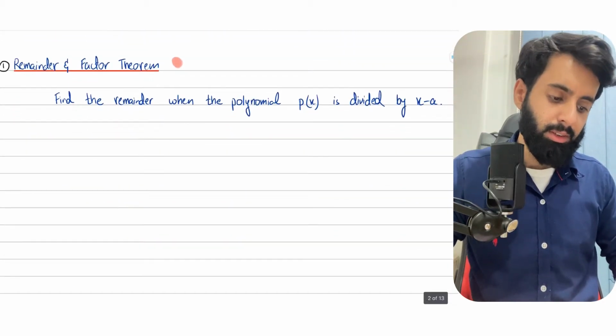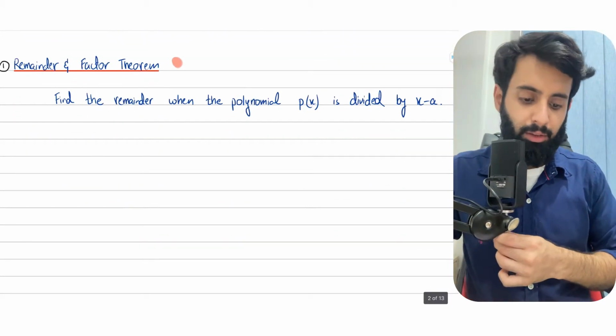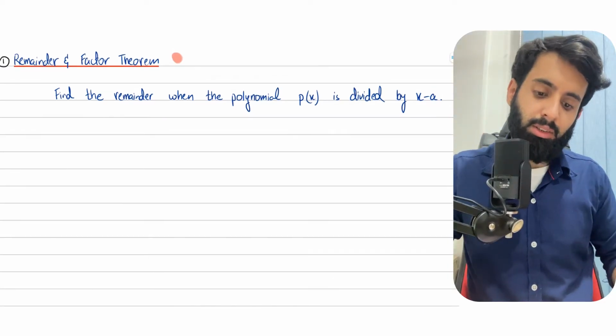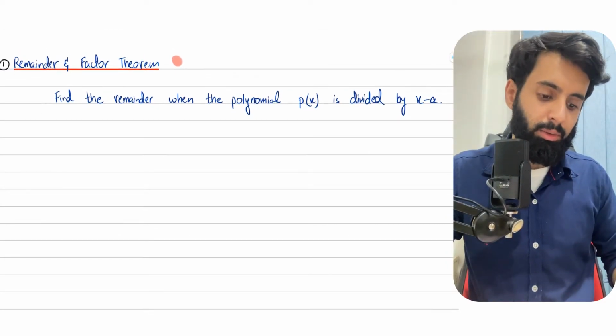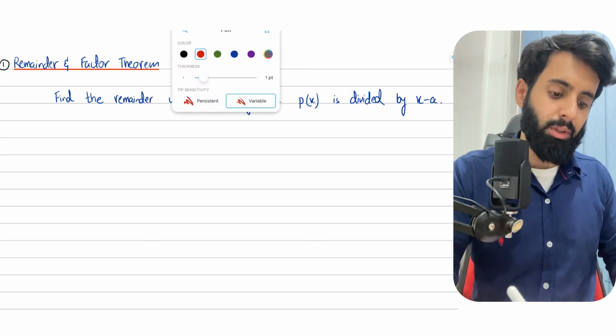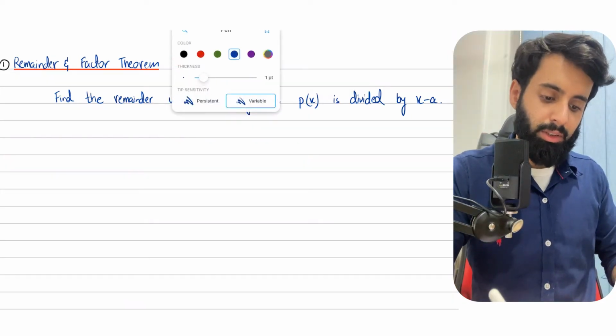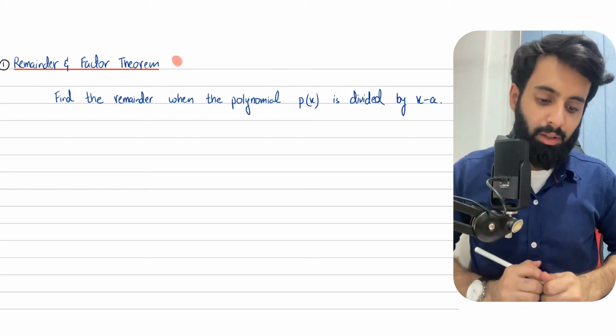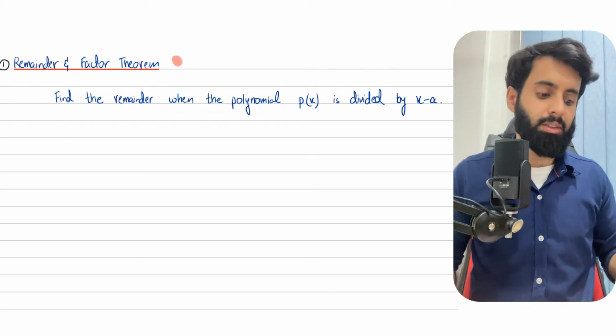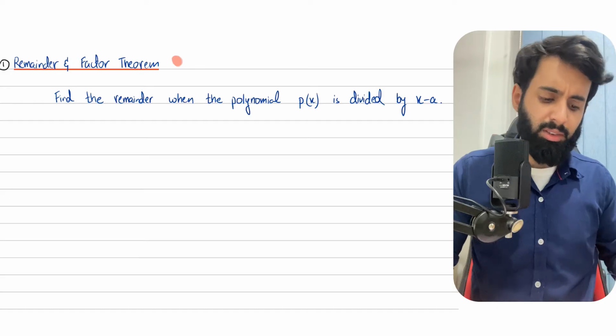So the first concept that we have is called remainder and factor theorem. Now first we're going to look at it generally and then we're going to do some example questions to understand it better. So if the question is asking you to find the remainder when a certain polynomial p of x is divided by x minus a, there are just two steps to it.